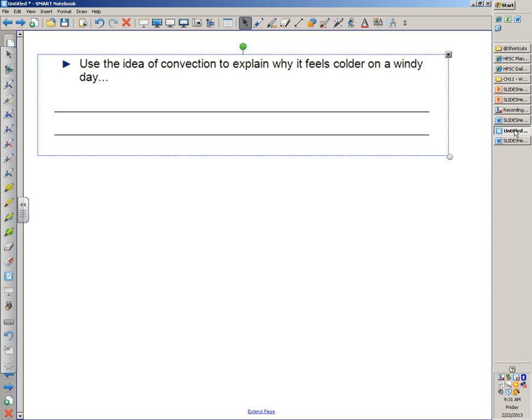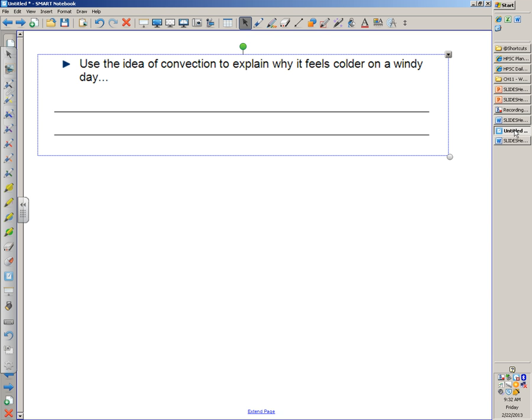But now, what happens to that air that's around you? It gets warmer. If the air around you gets warmer, will you continue to lose heat? No, because if the temperature's the same, you don't lose heat. But on a windy day, that warmer air around you gets blown away and replaced with cold air, and you lose more heat.